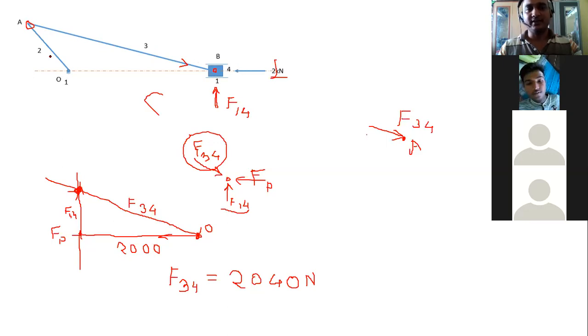And the second force is the force exerted by 2 on 3. Now the problem is, what is the direction of the force F23? This is the problem. See, when any other force is absent on the connecting rod, then the force exerted by 2 on 3 will be in the same direction.